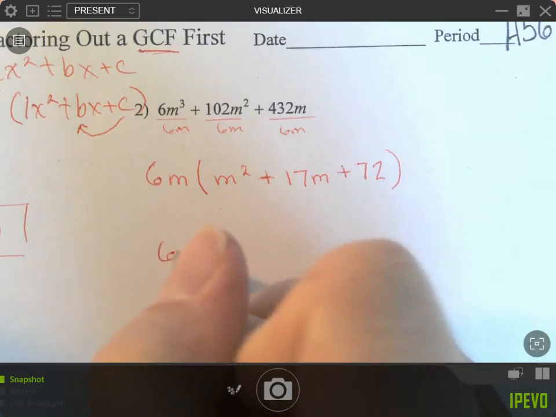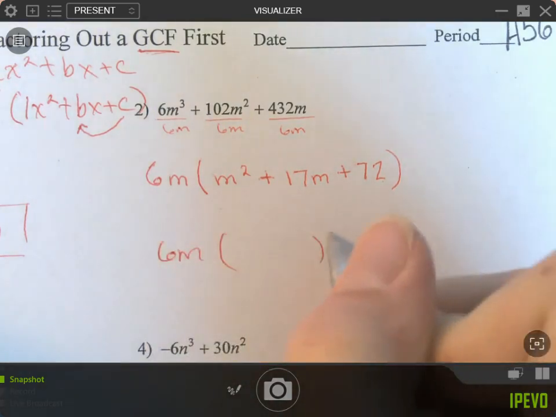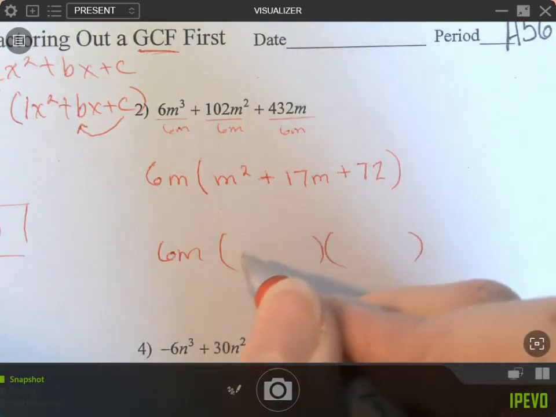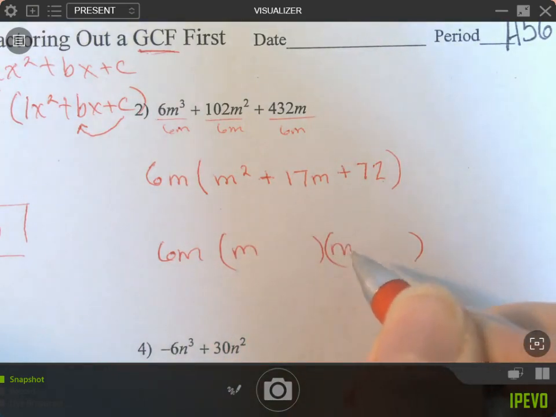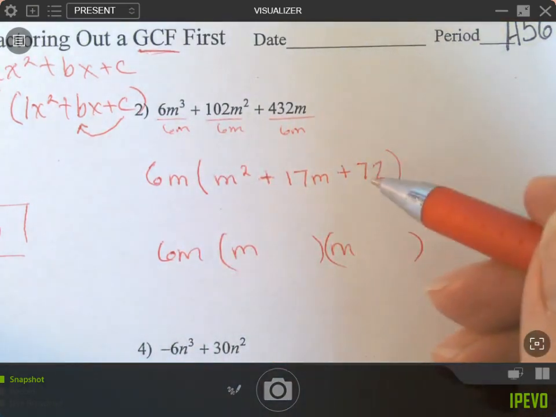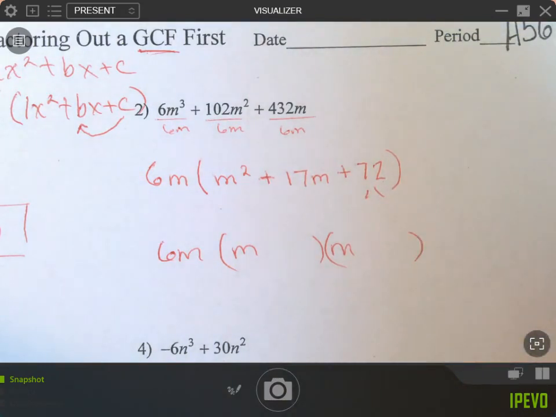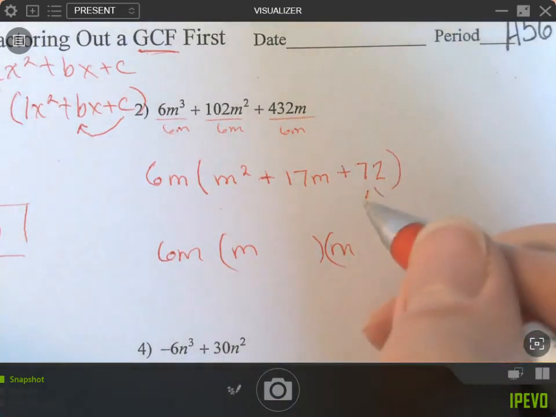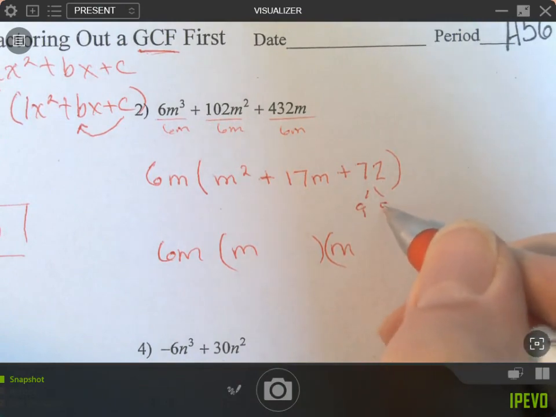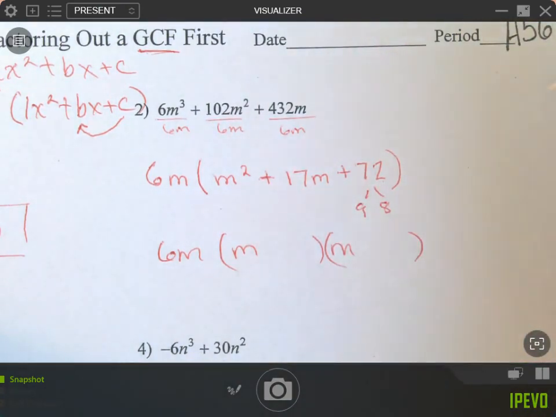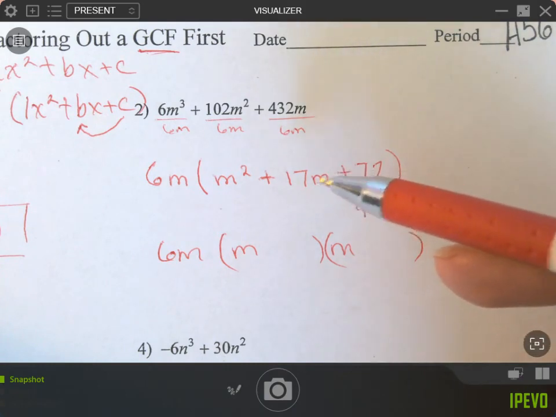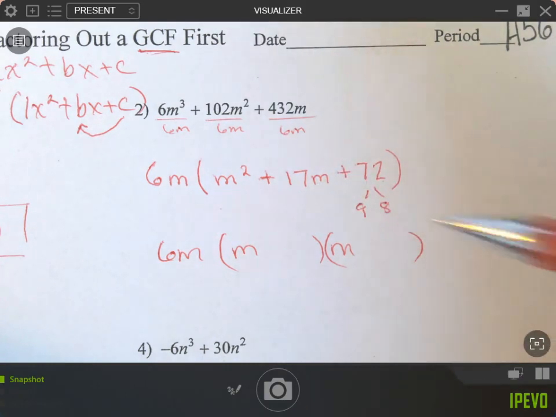So I keep the 6M, two sets of parentheses. M times M, that's my first term. The first times first comes back. What multiplies to 72? 9 and 8. 9 times 8 is 72, and it adds up to 17. Are there other options to multiply to 72?